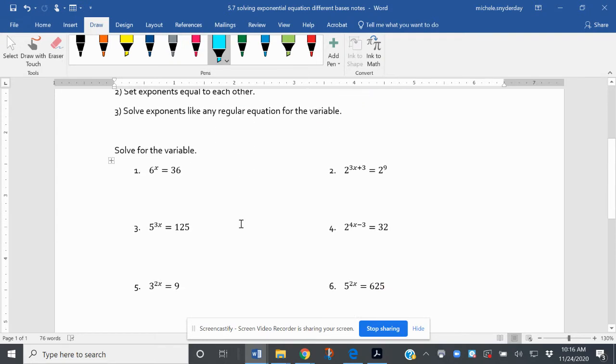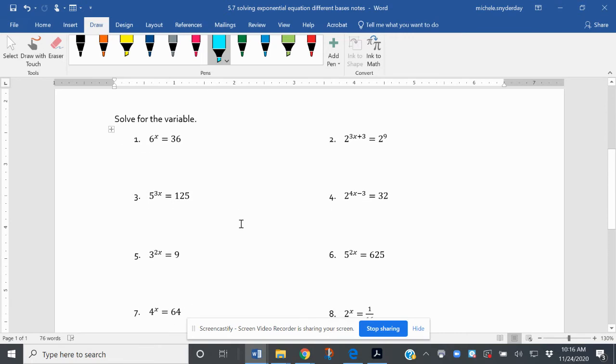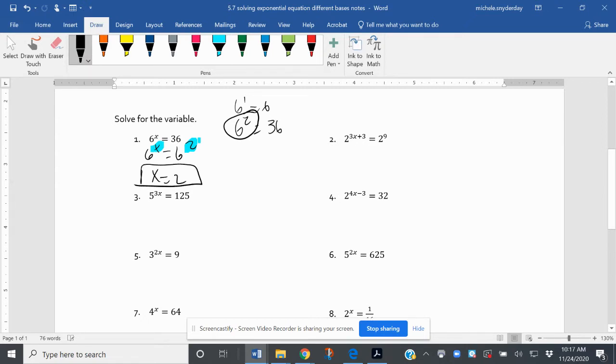So our first one, we did have a question like this on our assignment yesterday, or the last day we met, I'm sorry. We need to look at bases of 6. So 6 to what power gives you 36? Well, if you do 6 to the first power, that's just 6. And if you do 6 to the second power, that is what? I hope you said 36. So we're looking for 6 to the second power. And now we can just set our exponents equal to each other. So in this case, it's just x equals 2, and there's no solving to do. We already have our answer.